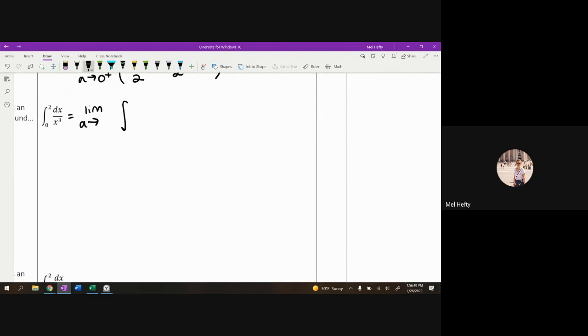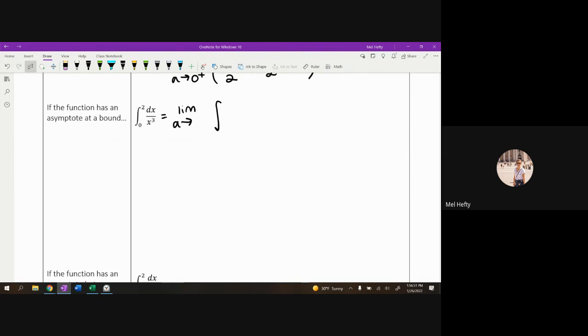Does anyone know whether it's going to be 0 plus or 0 minus? 0 plus. We're coming at 0 from numbers that are bigger than 0, like 1 and 2. So I'm going to go 0 plus, a now at the bottom, 2 at the top. I would write 1 over x cubed, but can we do that negative exponent thing again? Can we do negative 3? We good?